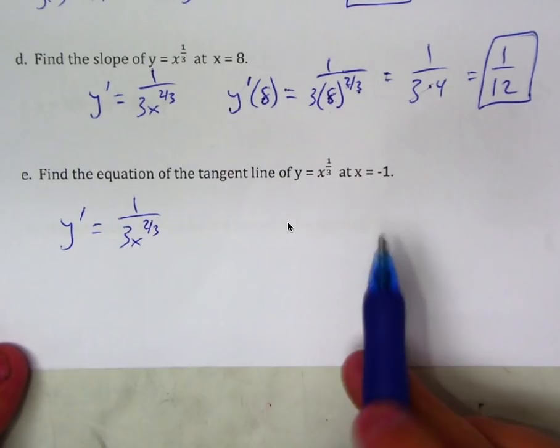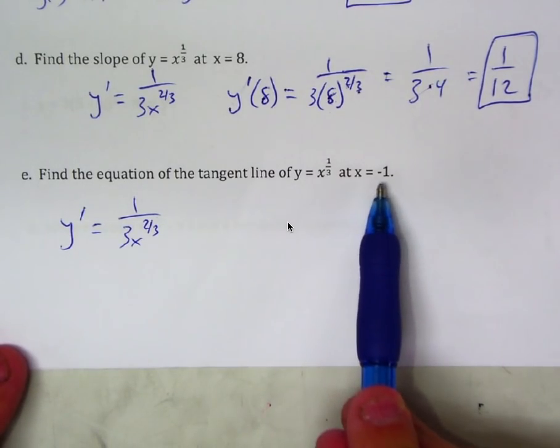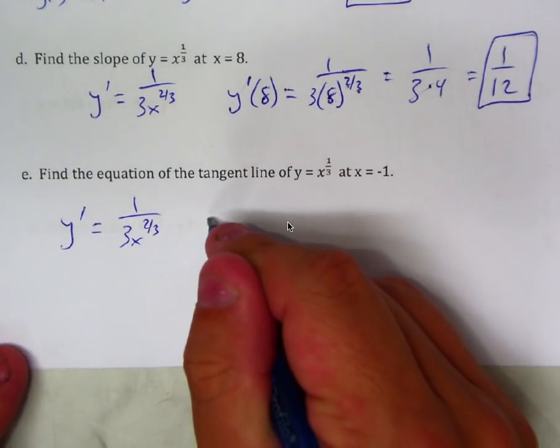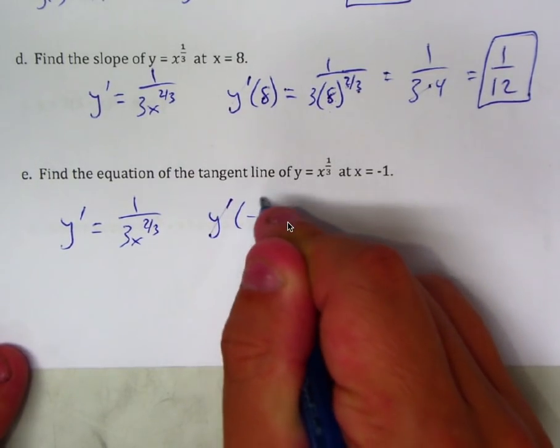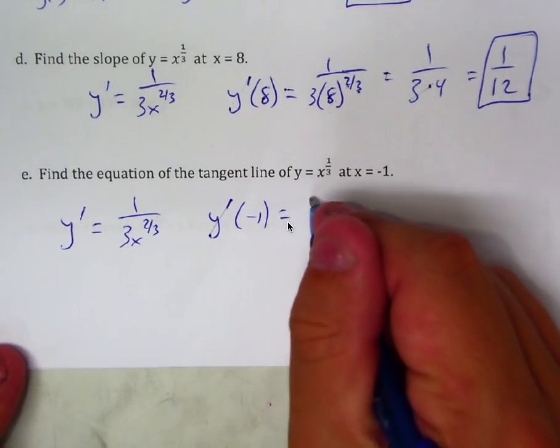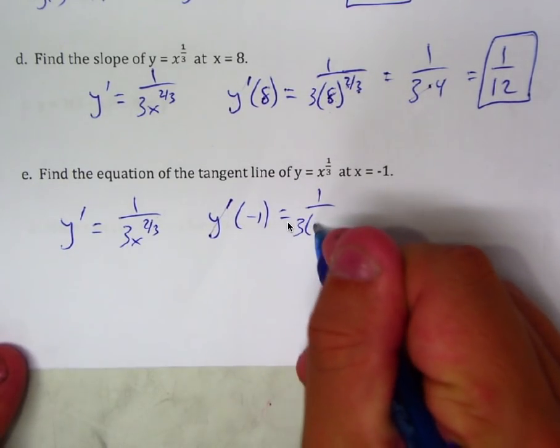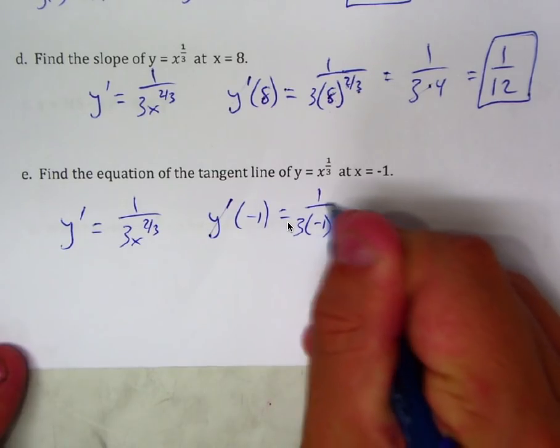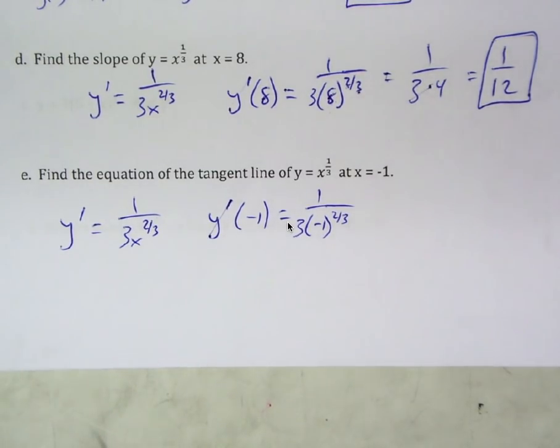We need to find the slope at -1. So we have to find y prime of -1. This is going to find the slope at x equals -1. So 1 over 3 times -1 to the 2/3 power. I try, as much as I can, to treat every problem as if it's non-calculator, because 2/3 of your exam is non-calculator. So I try to do as much as I can.